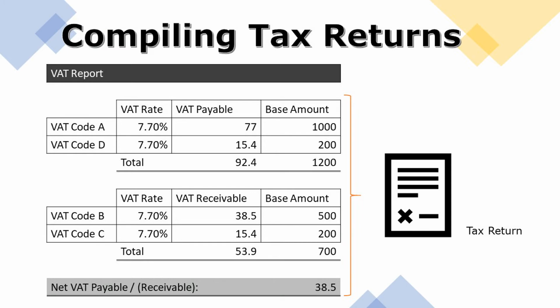In our example, we find VAT payable of 92.4 based on revenues of 1,000 Swiss francs defined by VAT code A and reverse charge reflected by VAT code D. The report also shows VAT receivable or so-called input VAT of 53.9 based on local purchases defined by VAT code B and reverse charge reflected by VAT code C. VAT payable minus VAT receivable results in a net VAT payable of 38.5.